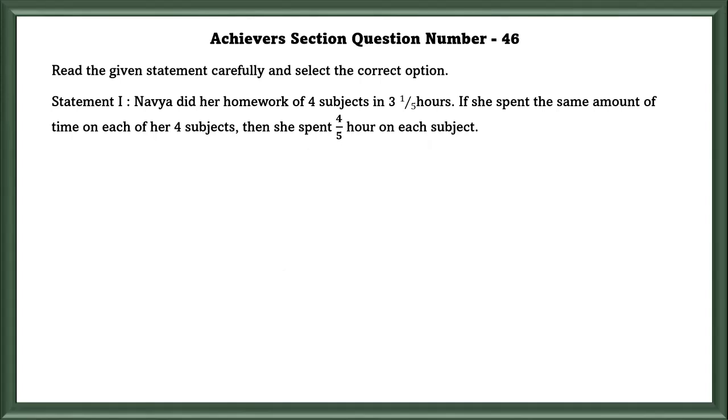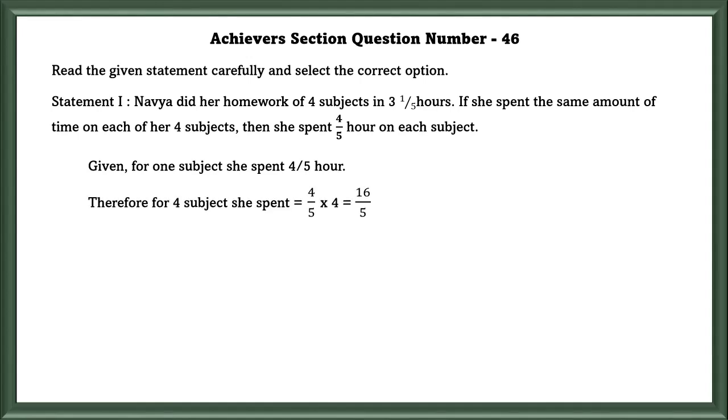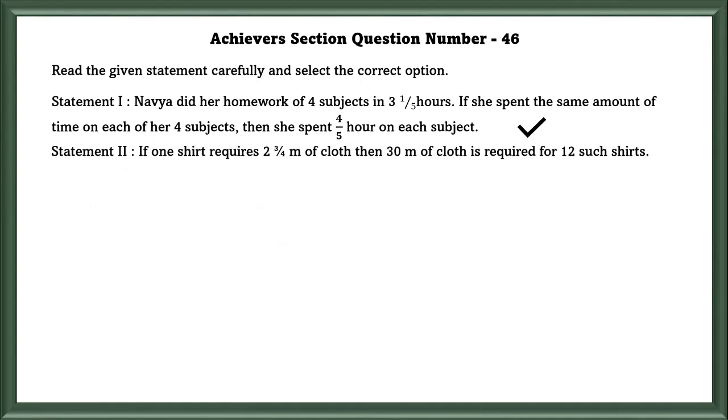Statement 1. Navya did her homework of 4 subjects in 3 1/5 hours. If she spent the same amount of time on each of her 4 subjects, then she spent 4/5 hours on each subject. Given for one subject, she has spent 4/5 hours. So in order to calculate how much hours she spent for 4 subjects, we have to multiply. So 4/5 into 4, which is equal to 16/5. And the total hours she studied is equal to 16/5, which is equal to 3 1/5 hours. So this statement is true.